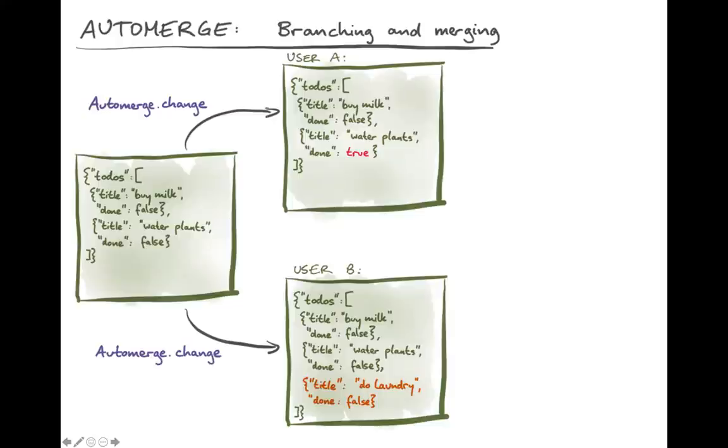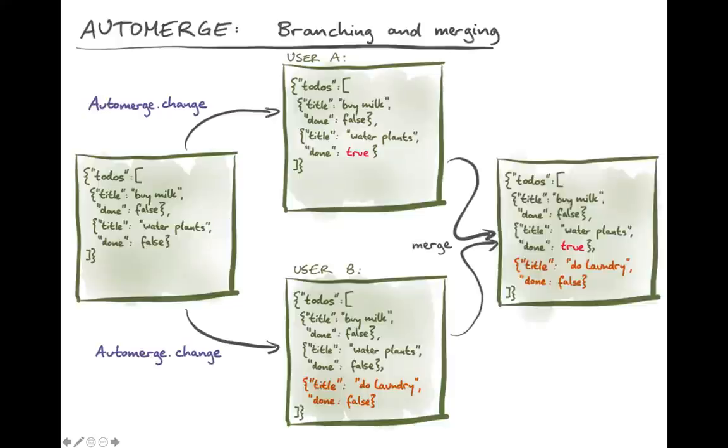And so again, we've ended up with two divergent copies of this data, and we want to be able to merge them together in a way that is sensible and hopefully preserves the properties that the application wants. In this case, the merge is reasonably clear. We can just preserve the fact that watering plants has been done and that doing the laundry has been added as a third item to the list. And so enabling this kind of tracking of what has changed from one version of a piece of data to another version, and then merging those together, that's really the central thing that Automerge and our research has been exploring.